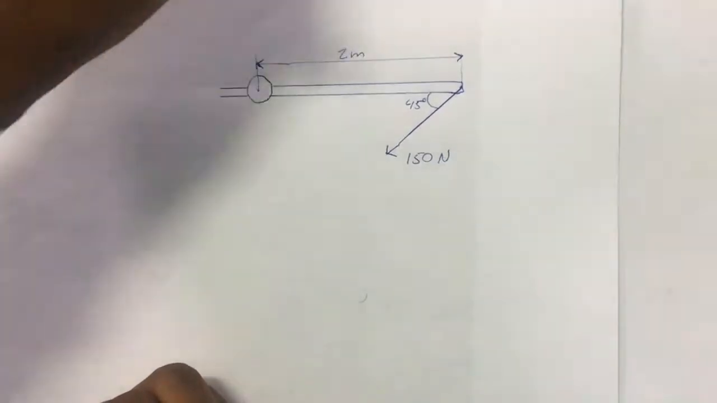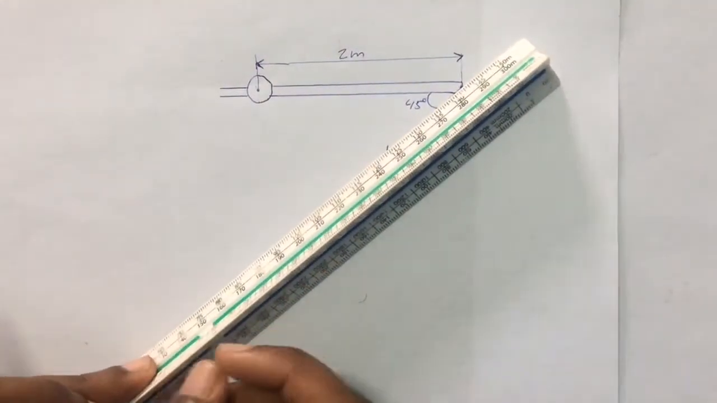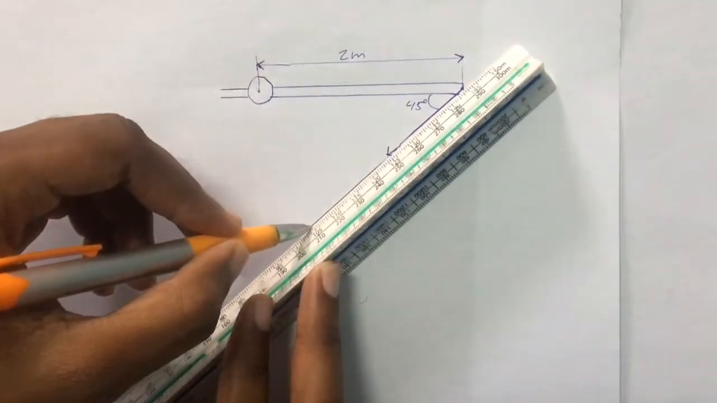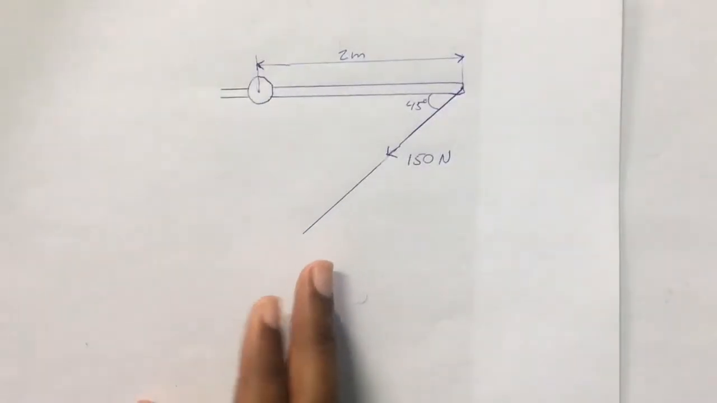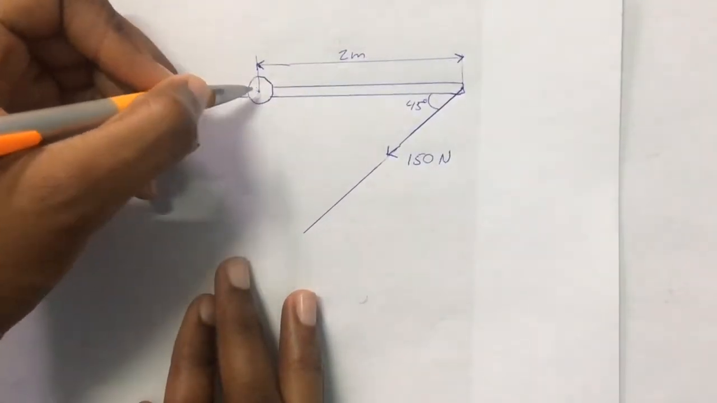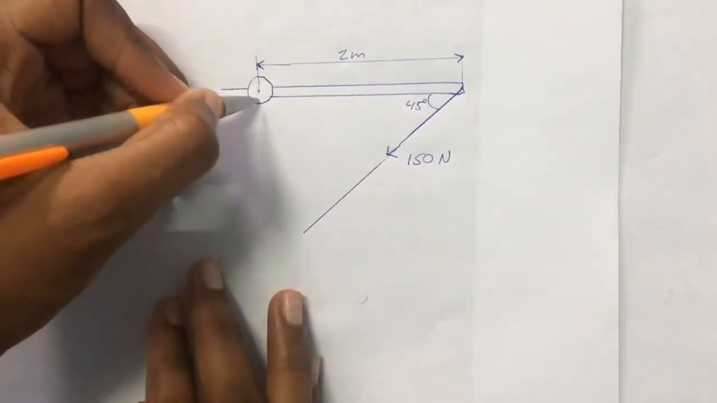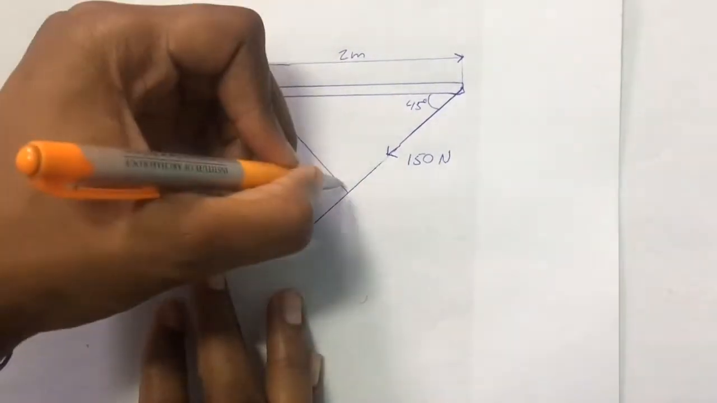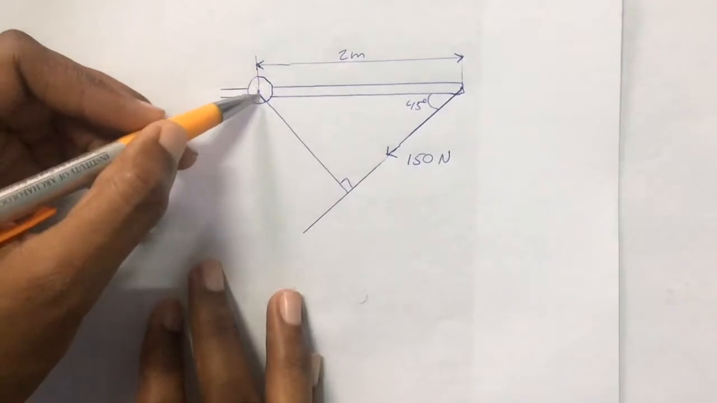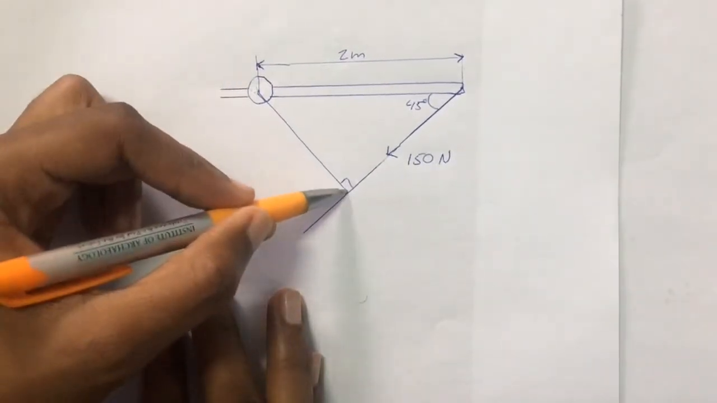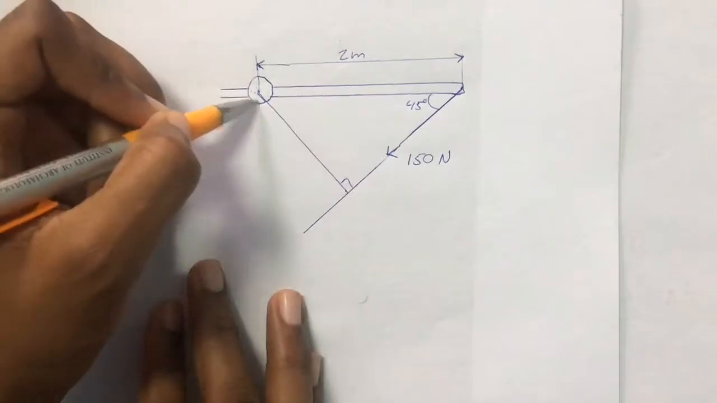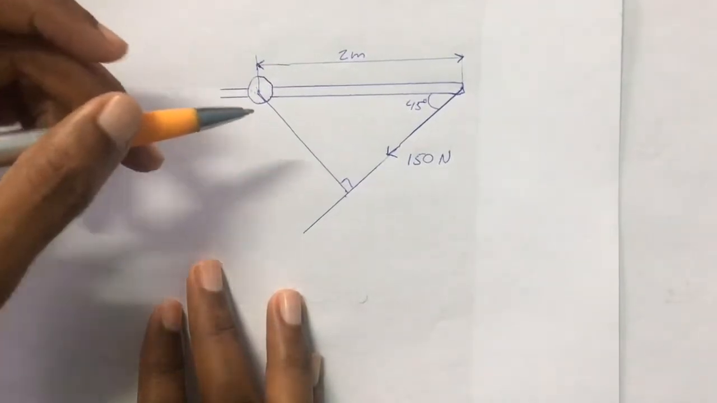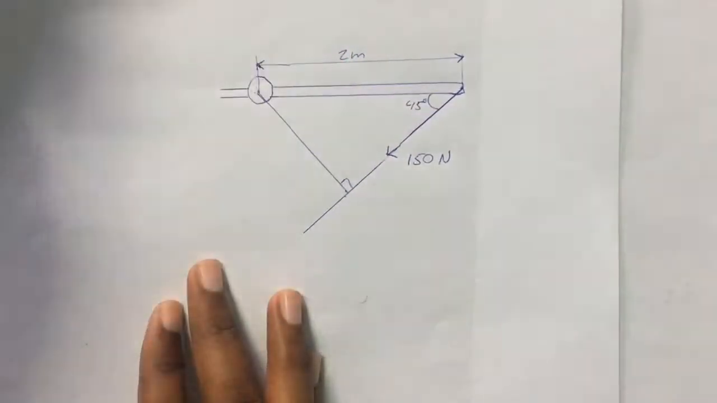So what we need to do is actually to extend this line here. We can extend this line and make a 90-degree angle. It would be easier if I had a set square or something, but just know that it should make 90 degrees. Now the distance from the pivot point to the line, the extended line we made here, is the moment arm, which we will use in order to calculate the total moment which is generated by this force.